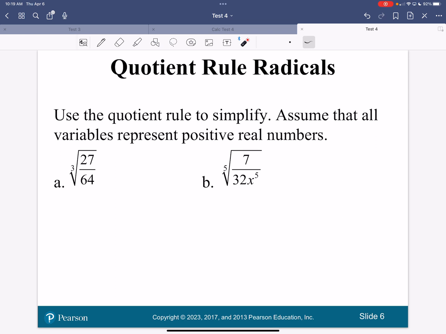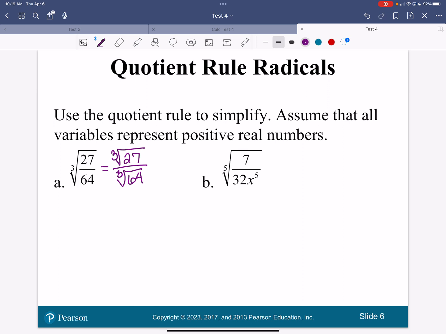So now we're going to use the same rule, the quotient rule, and we're going to solve these. But notice that this is cubed root right here. So we're doing the cubed root. So what I'm going to do first is I'm going to have the cubed root of 27, and I'm going to have the cubed root of 64.